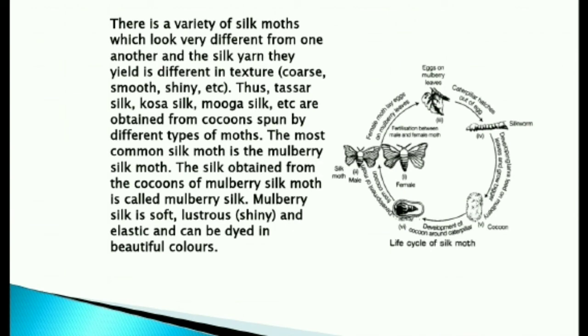There is a variety of silk moths which look very different from one another, and the silk yarn they yield is different in texture: coarse, smooth, shiny, and so on. Thus, Tussar silk, Kosa silk, Muga silk, and so on are different types of silk from different moths. The most common silk moth is mulberry silk moth. The silk obtained from the cocoons of mulberry silk moth is called mulberry silk. Mulberry silk is soft, lustrous, shiny, and elastic and can be dyed in beautiful colors.